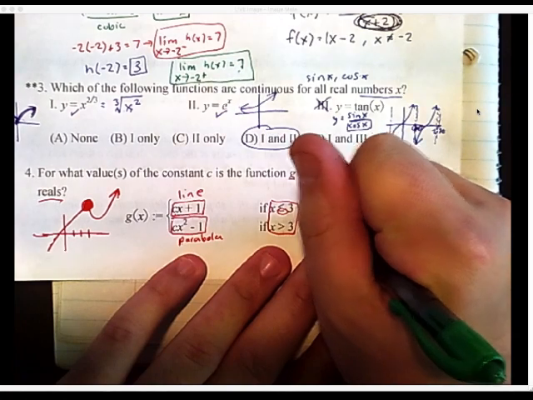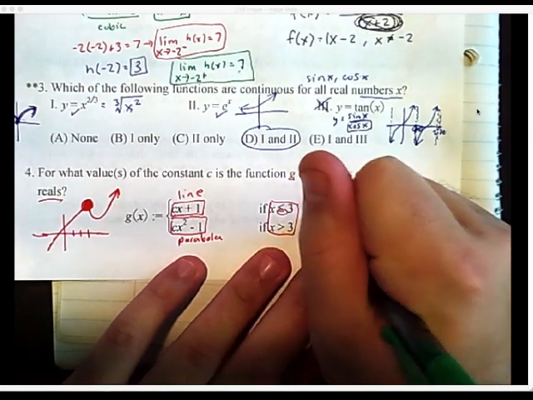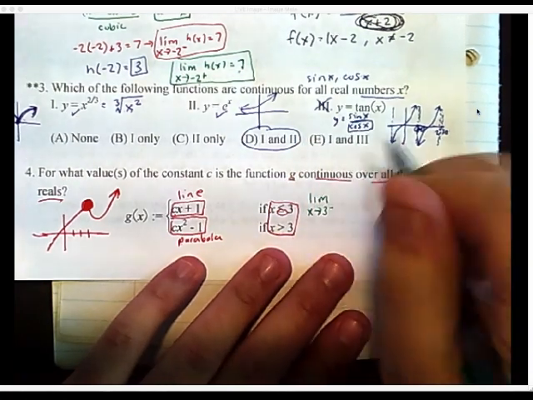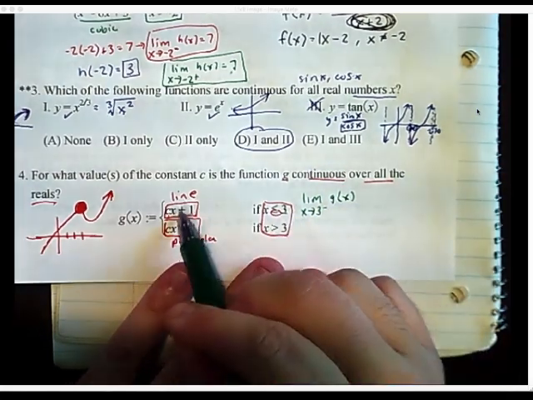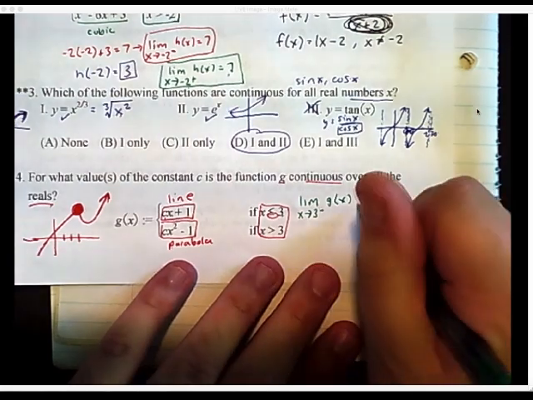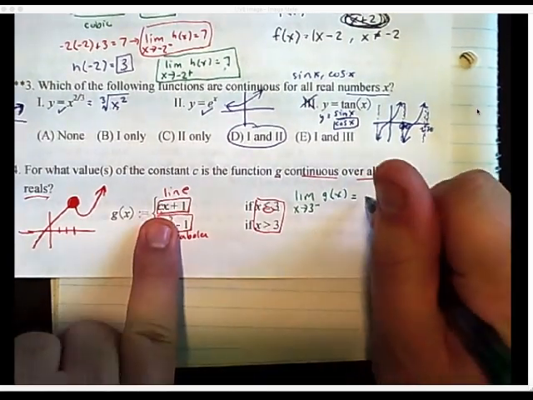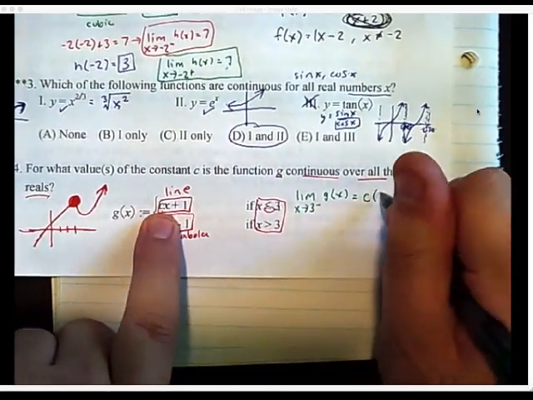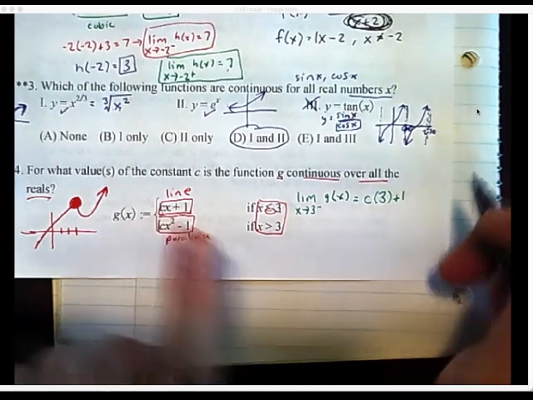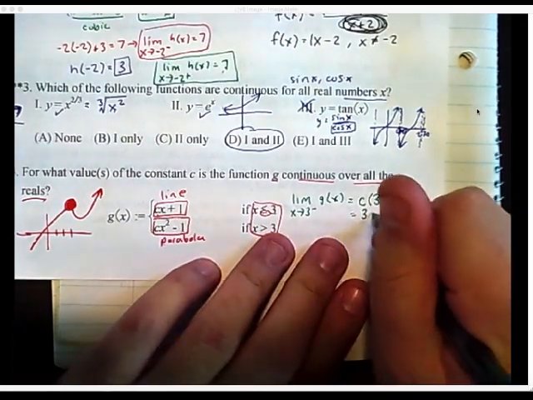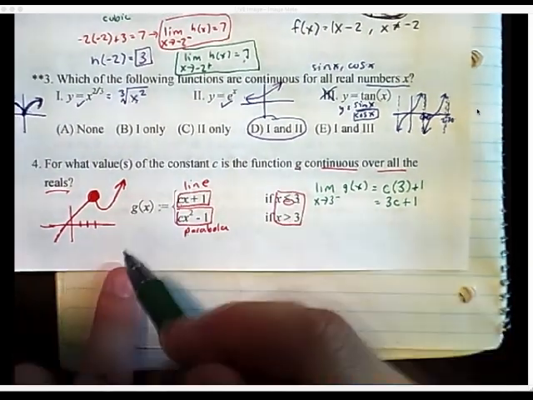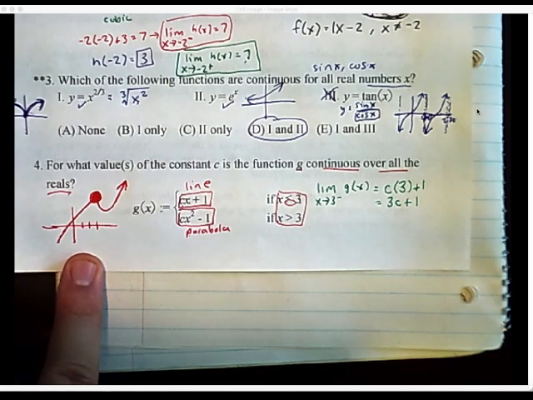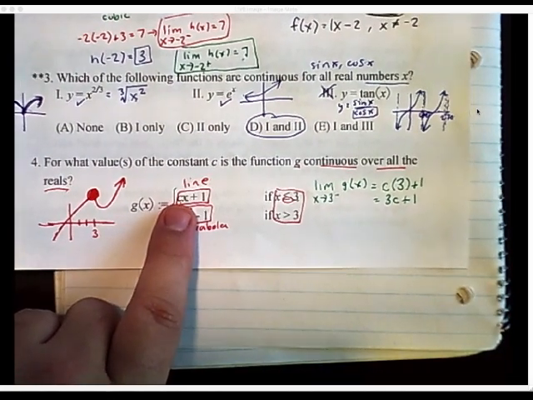Let's evaluate the left limit, the limit as x approaches 3 from the left of g of x. How are we going to do that? All we're going to do is plug 3 in for x in this first function. So when I plug 3 in, this would be c times 3 plus 1. Or a nicer way to write that would just be 3c plus 1. Whatever c is, this is an x value of 3. I'm just going to plug that into the first function.